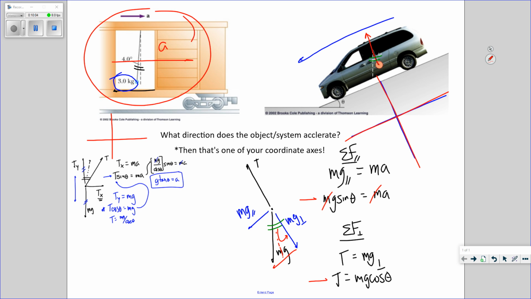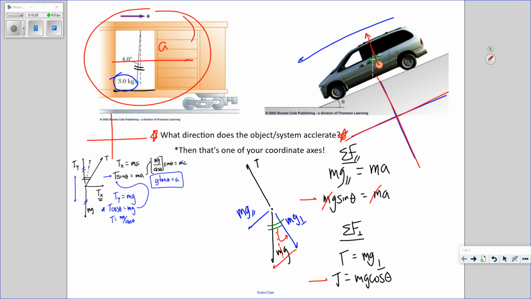The more important point is this. How do you know which axes to use? How do you know which force to break into components and which one to leave alone? The answer is you must be able to ask yourself this question. And asking the question is not the hard part. The hard part is knowing the answer and being able to justify the answer.